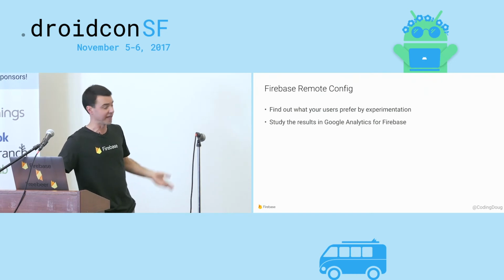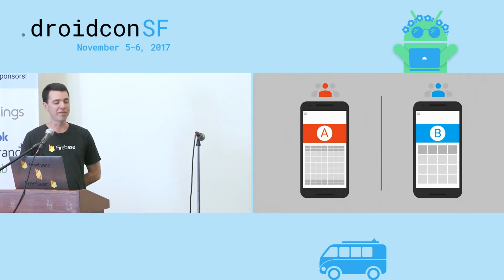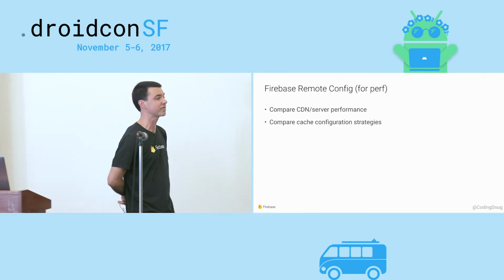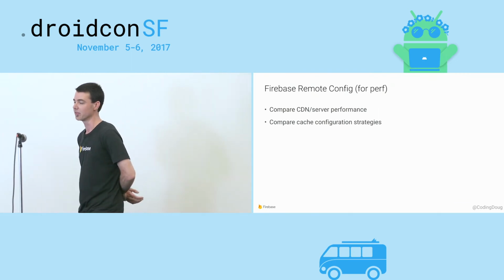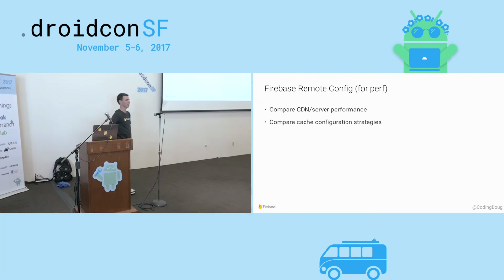You can study the results in analytics. A/B testing is great, but I have a creative use for it. You could use it for A/B testing your performance. So imagine you have a bunch of images in your app and you want to distribute them through a CDN, and you might be trying to figure out which CDN is the best one.